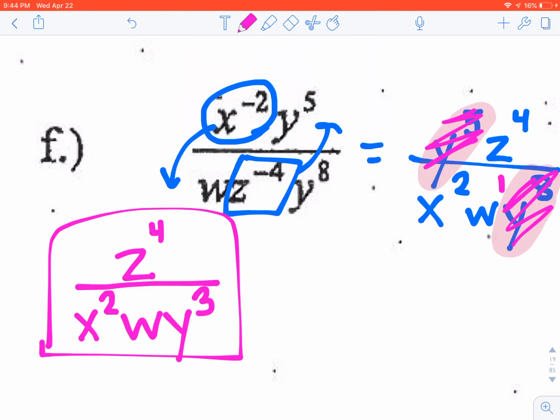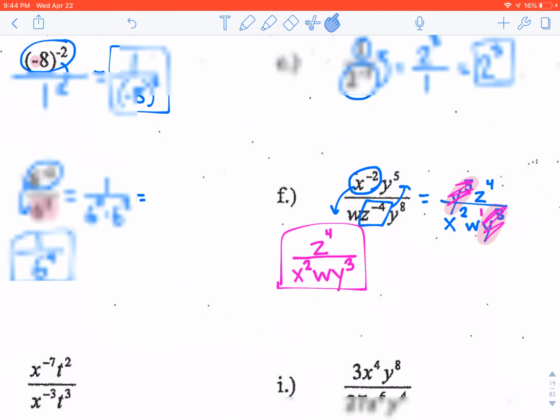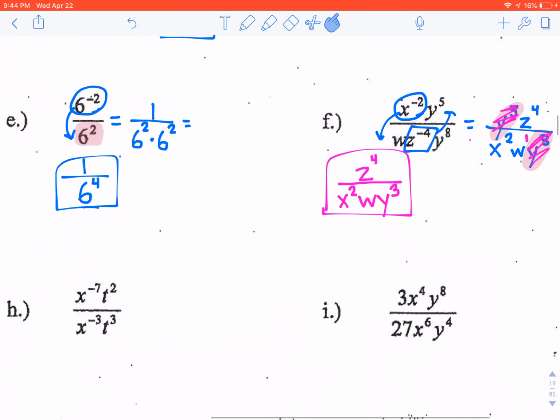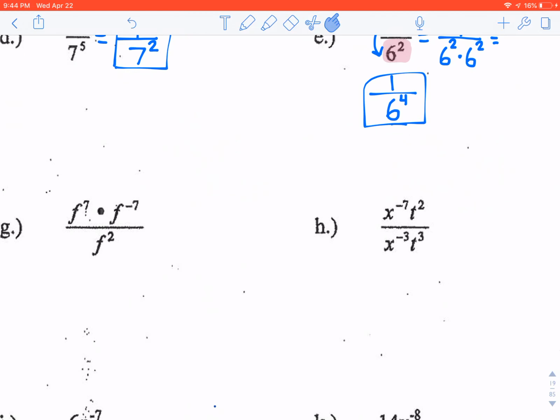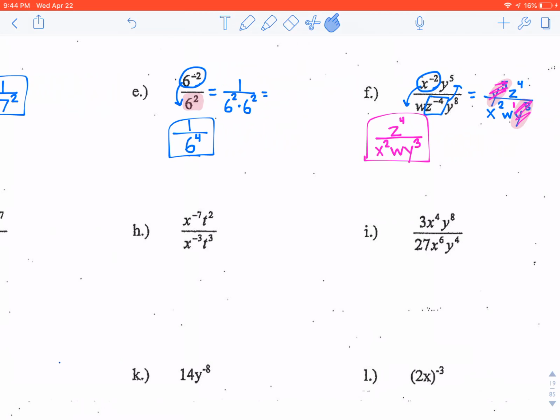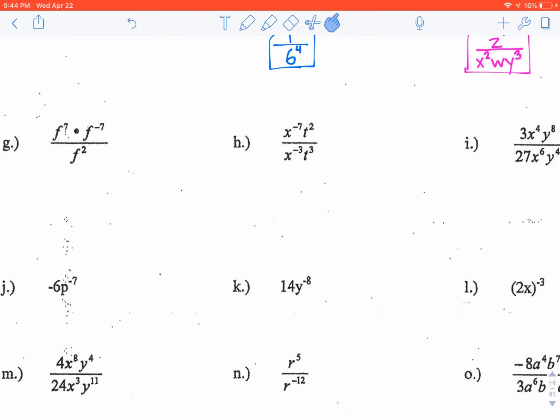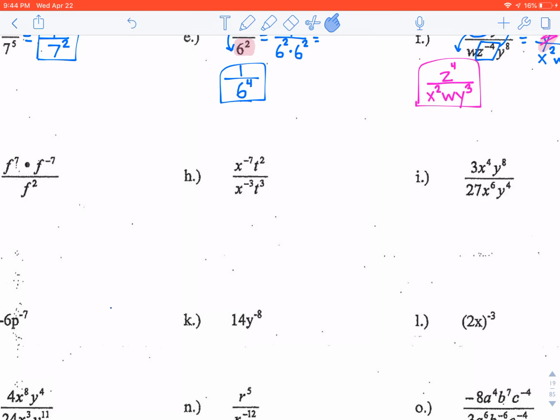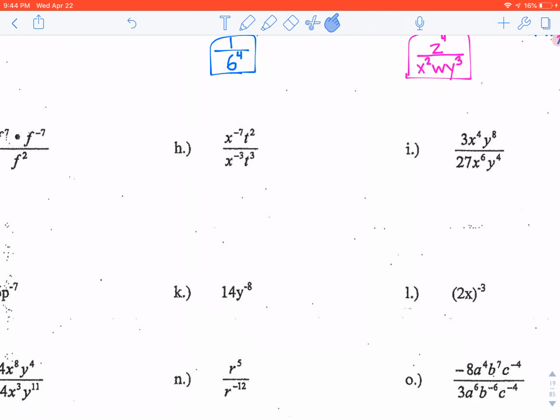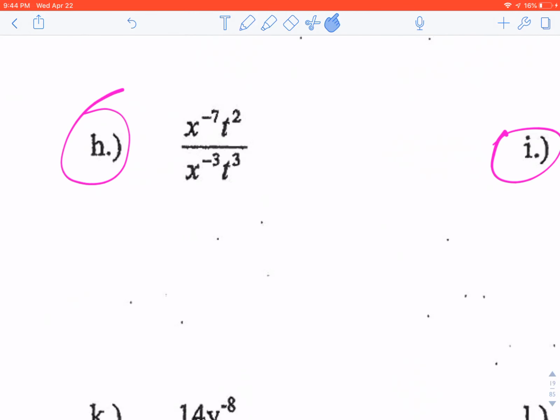Okay, so hopefully that one made sense. All right, let's look at letter H. Yeah, let's do letter H and I. Okay, actually, we're going to do H, I, and O, and that should be good enough for you guys to try the assignment without me.